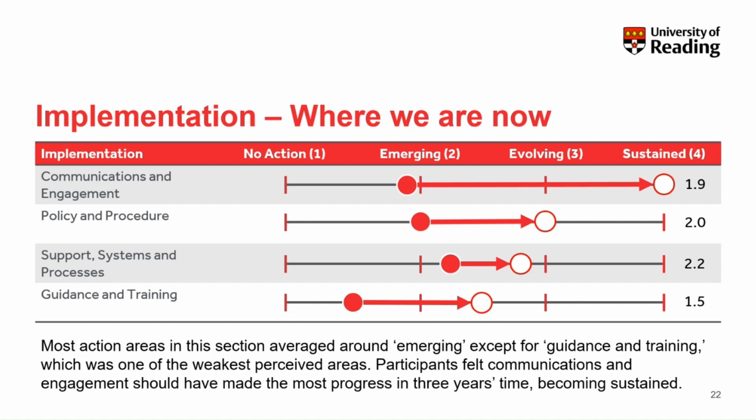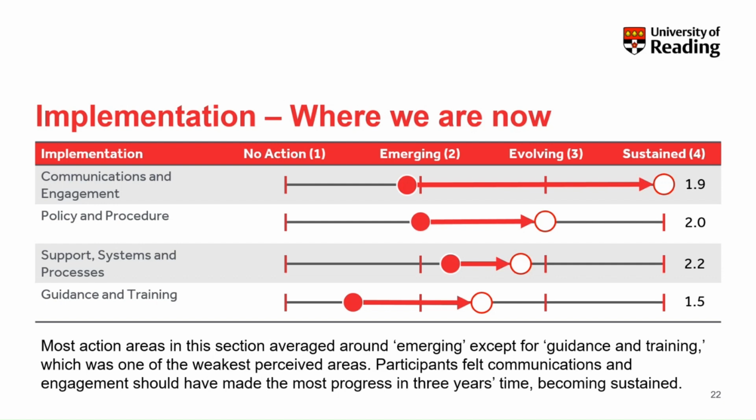So then the second section of the maturity framework focuses all around implementation. So the practicalities of when we're looking at rewarding and recognizing open research, where we are around our communications and engagement, our policies and procedures, our support systems and processes, and our guidance and training. So in this section, on the whole, most people's scores averaged around the emerging area, except for the guidance and training section. So from the perspective of the participants, that was perceived as one of the weakest areas in the maturity framework overall, averaging halfway between no action and emerging, depending on whether people were aware of any actions in this area.